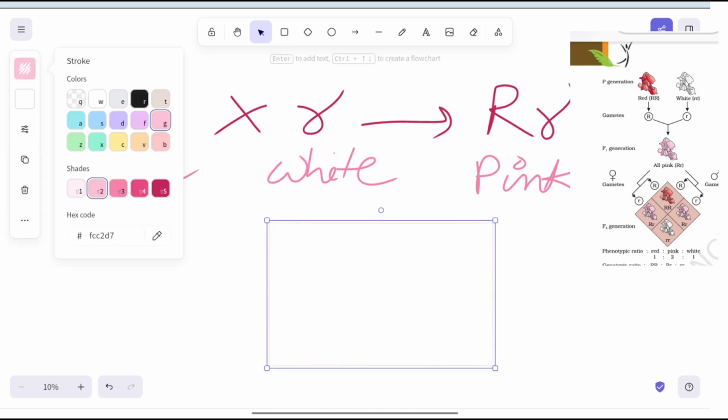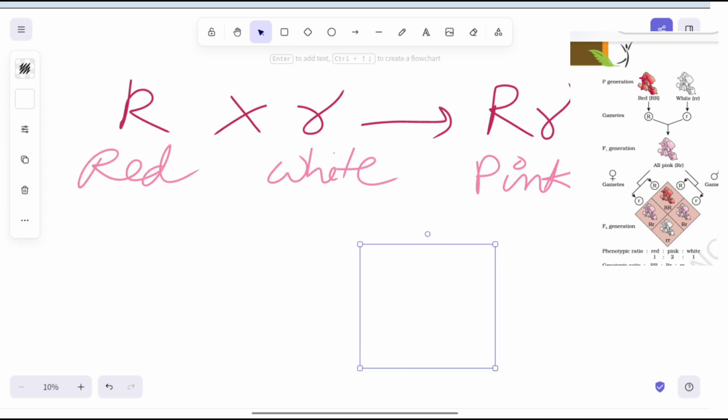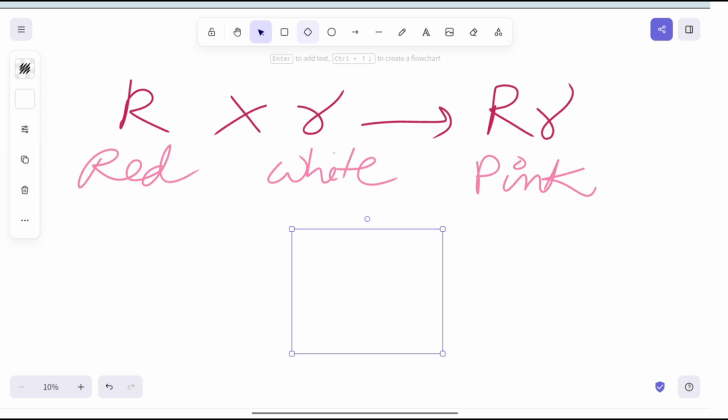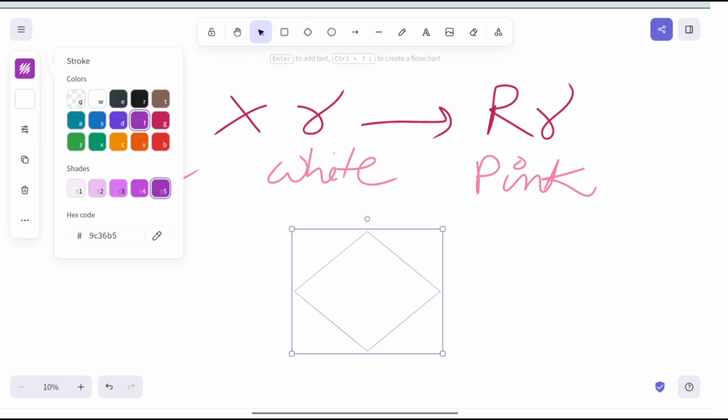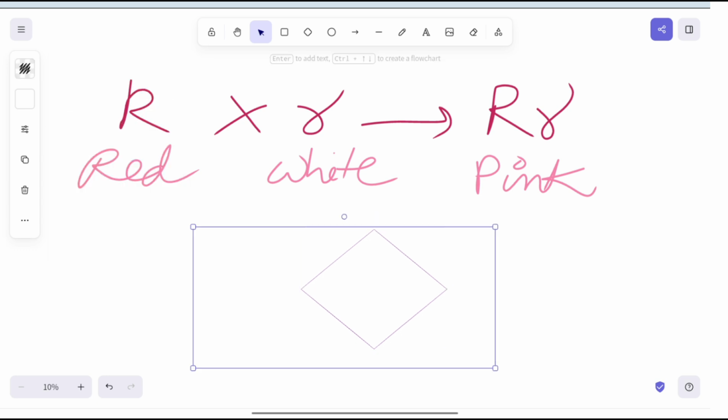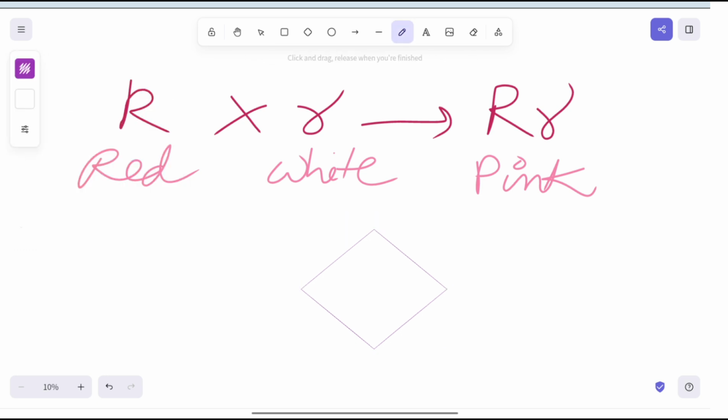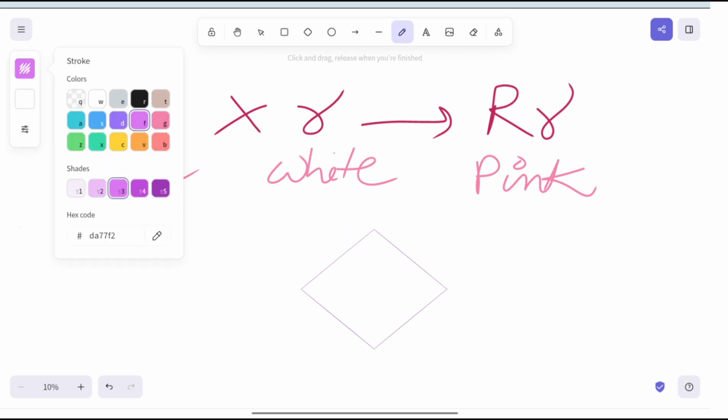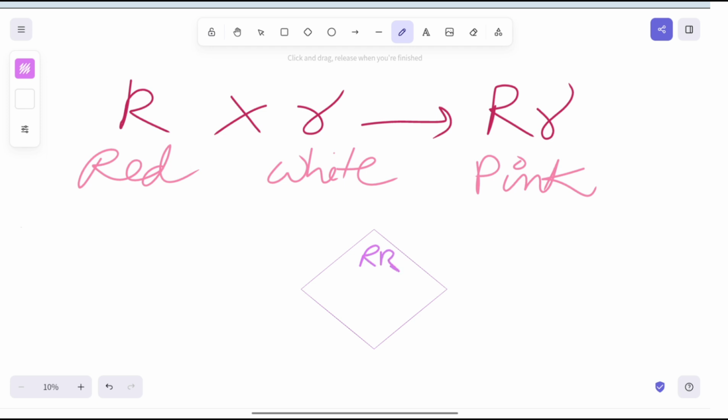So why do we get the pink color? Because the red allele, that is capital R, produces some pigment that is not enough to make the flower fully red, while the white allele produces no pigment. So capital R small r produces an intermediate amount of pigment which gives a mixture of red and white color, that is a pink color.